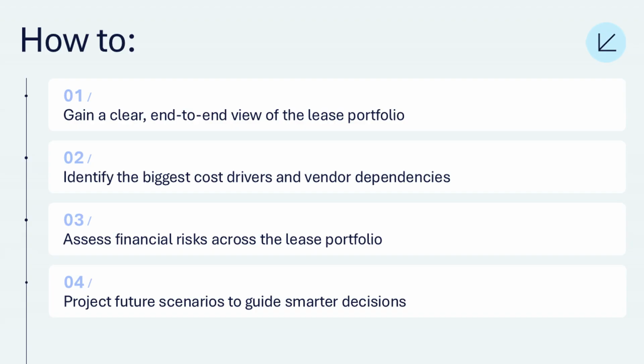In this demo, we'll start by getting a clear view of our lease portfolio and historical trends. Then we'll identify key cost drivers and vendor dependencies. Next, we'll assess financial risks across lease maturities. Finally, we'll project future scenarios to guide smarter decisions on capital and lease strategy.